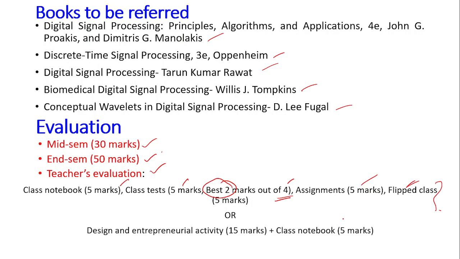And the second thing is that either you go for this one, or the second one is design an entrepreneurial activity, 15 marks, and class notebook, 5 marks. So over here, what you have to do is design anything which is related to this biomedical signal processing. Say you need to devise a small device, for example, you want to develop a pulse oximeter. You have to develop a working model, and based on that working model, you will be getting the design and entrepreneurial activity marks, 15 marks. So you can choose either one.